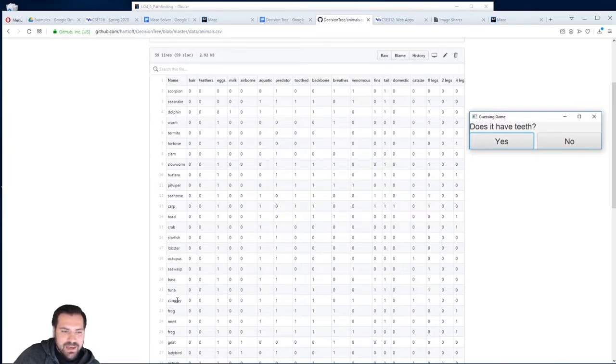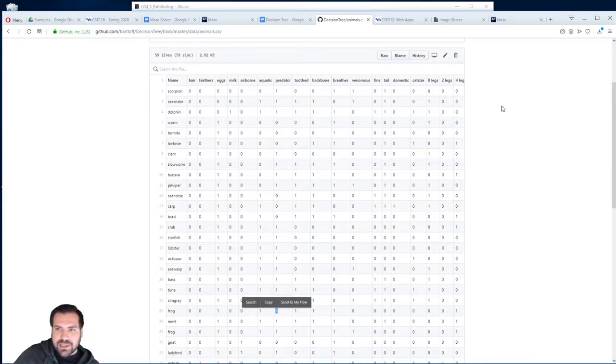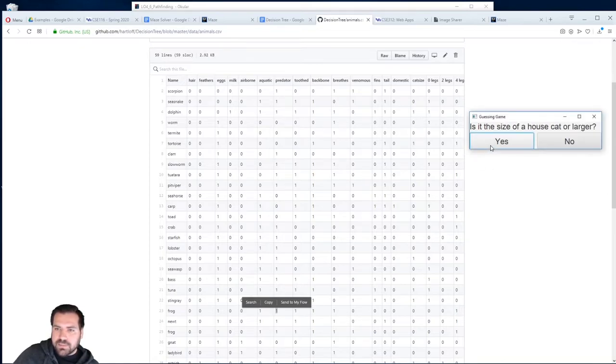Now I'm curious. Frog, toothed. Frogs do have teeth was my big mistake. Does have teeth. Does it have 4 legs? Yes. Is it a predator? I'm going to cheat again. Frog, predator, frog. Yes. So we are counting eating flies and being a predator to bugs as a predator. So yes. Is it the size of a house cat or larger? No. Does it swim? Yes. Does it have a tail?